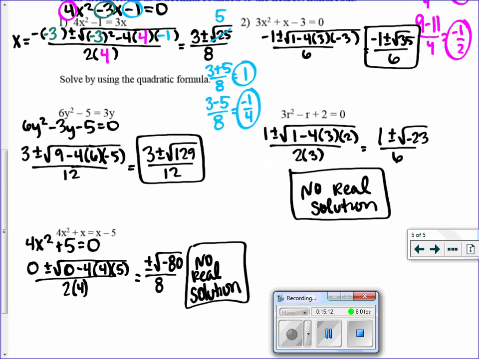Okay, so answers are all up there. There are two that are no real solution. We talked about that before with completing the square, but both of those ended up having a negative under the radical. If there's a negative under the radical, then that means there's no real solution.